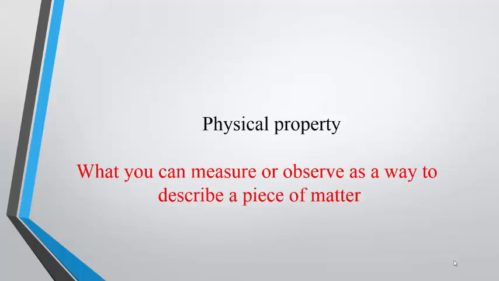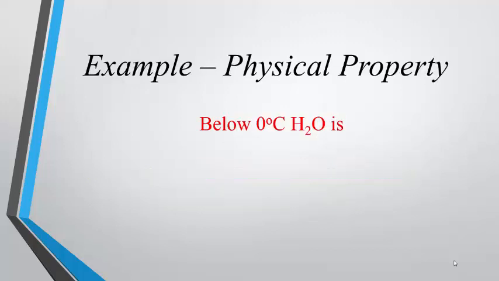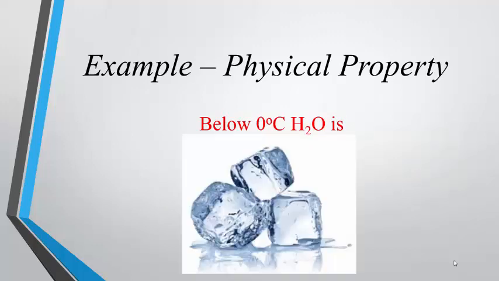A physical property is what you can measure or observe as a way to describe a piece of matter. It's how you describe how something looks, feels, tastes, etc. So for example, take some water. Below 0 degrees Celsius, you all know that water is a solid. A physical property of water is that it freezes at 0 degrees Celsius. You could also say it melts at 0 degrees Celsius.